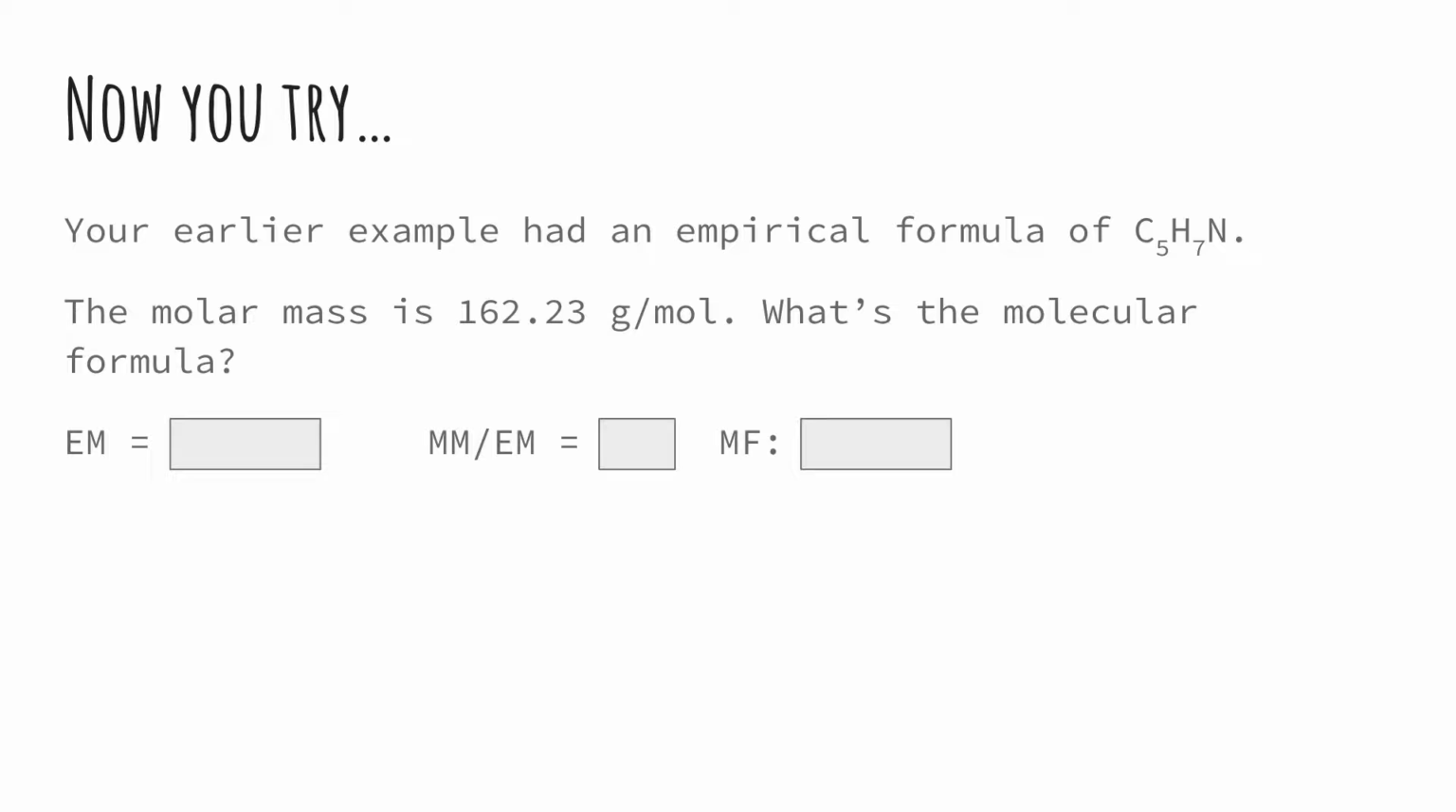When you add it up, the mass of the empirical formula is going to be 81.118 grams per mole. 162.23 divided by 81.118 is going to give you a ratio of 2. The empirical formula shows up in the molecular formula twice. So you just multiply each of the subscripts by 2, giving you a molecular formula of C10H14N2. It was nicotine, by the way, if you're curious.